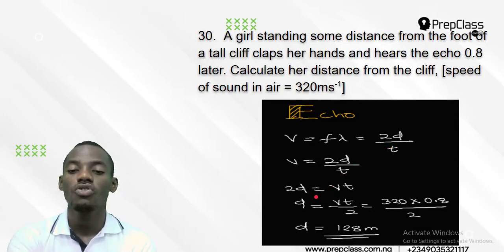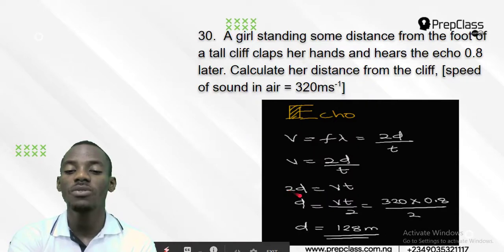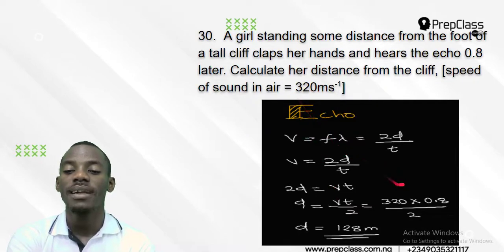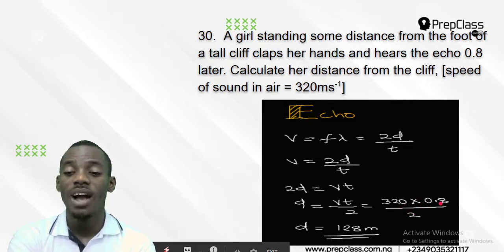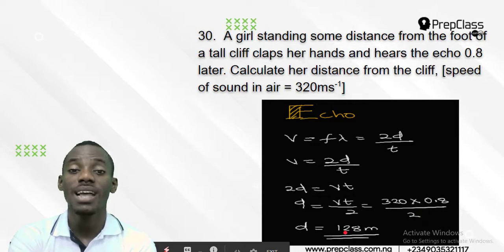My answer is therefore going to become, I'm finding D, so I'll make D the subject. If I cross multiply, I'll have 2D equals VT. Dividing by 2, D becomes VT over 2. Now what is my V? My velocity is 320, times my time, T, which is 0.8, over 2. 320 times 0.8, divided by 2, gives you 128 meters as your distance. And it all came from the formula V equals 2D over T, or V equals F lambda.